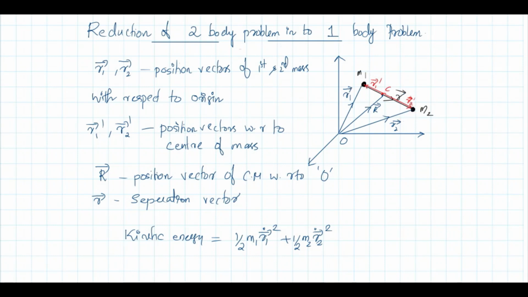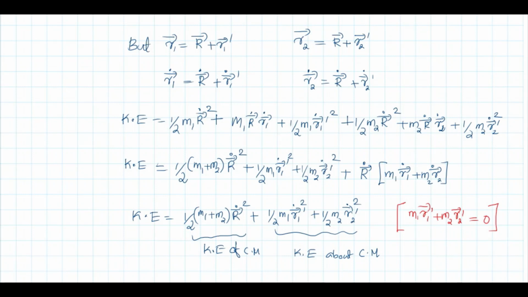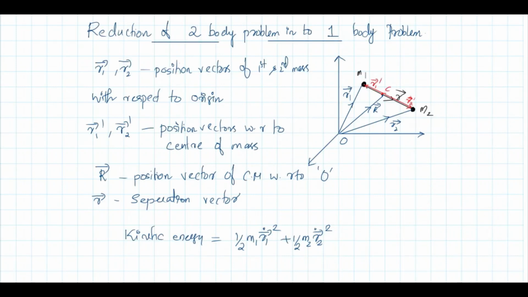Okay, now we will consider the total kinetic energy and potential energy of this system. Kinetic energy is the sum of the kinetic energy of the individual masses. For the first mass, the kinetic energy is half m1 r1 vector dot square. For the second mass, it is half m2 r2 vector dot square, where r1 vector and r2 vector are the position vectors of these particles. But using the triangular law of vector addition, you can see that vector capital R plus r1 prime is nothing but this vector r1. Similarly, vector R plus r2 prime is equal to vector r2.